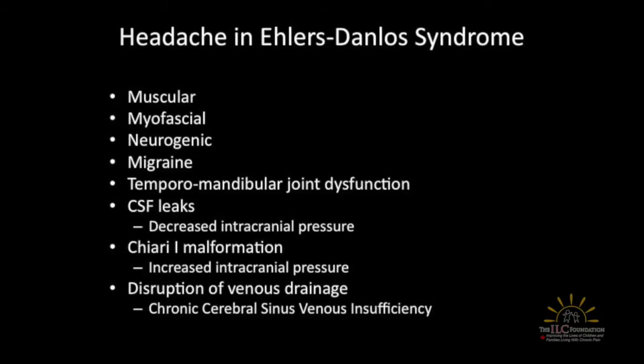Headache is a very common complication in Ehlers-Danlos syndrome. Patients have muscular headaches. They may have myofascial headaches. They may have neurogenic headaches or migraine. TMJ dysfunction can cause very significant headaches. And patients may also develop CSF leaks resulting in decreased intracranial pressure, or they may have Chiari malformation resulting in increased intracranial pressure. And they may have disruption of venous drainage with an entity called chronic cerebrospinal venous insufficiency.